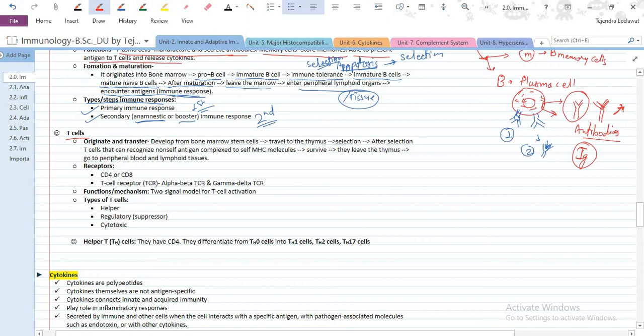Okay, T cells. T cells are another type of lymphocytes which also work for our acquired or adaptive immune system, and this gives us cell-mediated immunity. So T cells give us cell-mediated immunity. Where do they originate and transfer? As I told you, they develop from the bone marrow stem cells in the bone marrow. Then after the bone marrow, they travel to the thymus, and the thymus gives them training on the basis of selection. So this is again a selection process, as happens in the case of B cells.